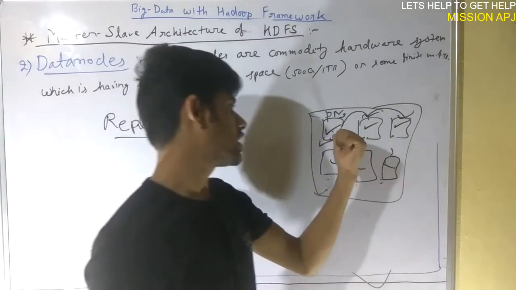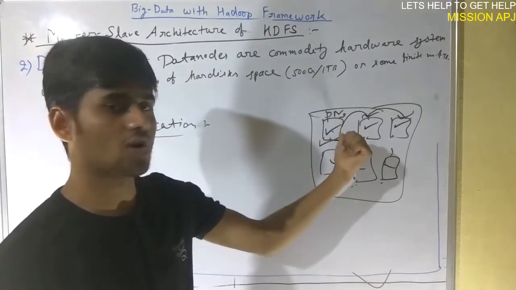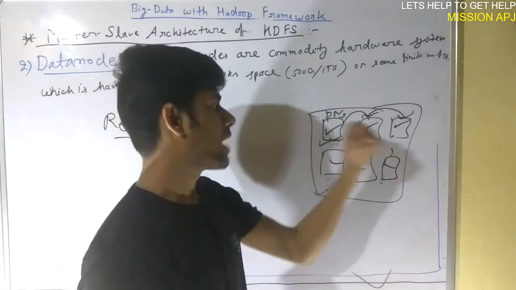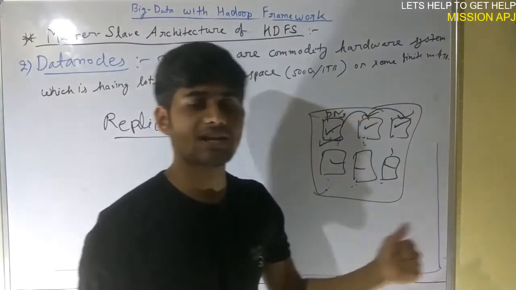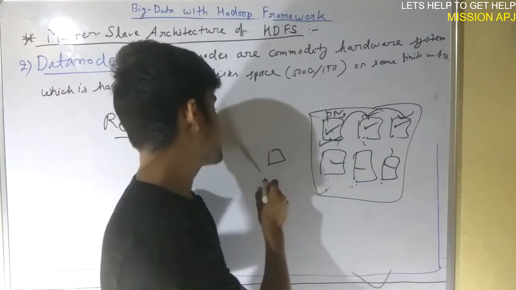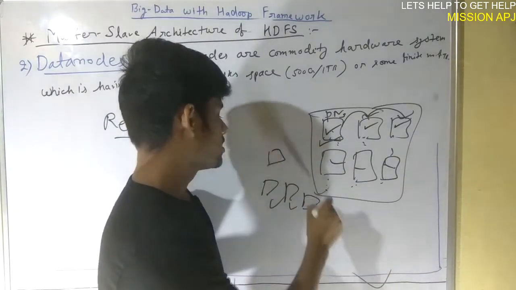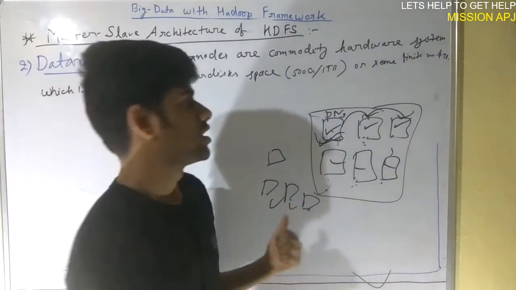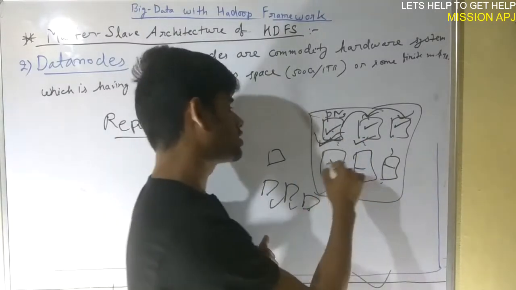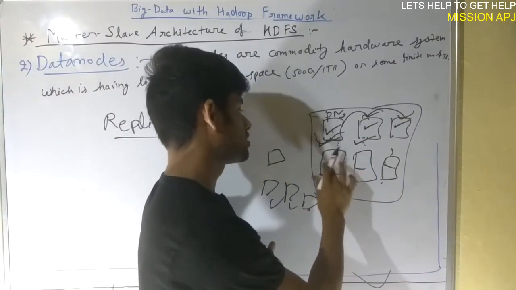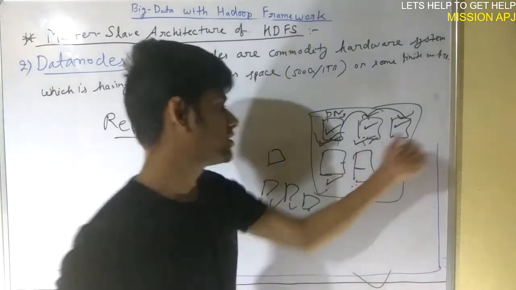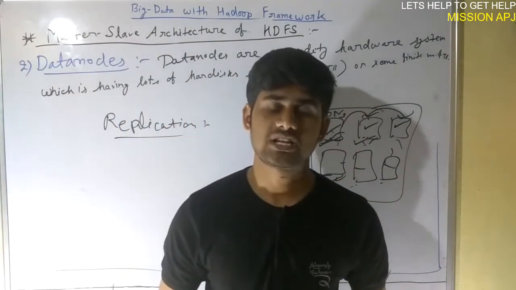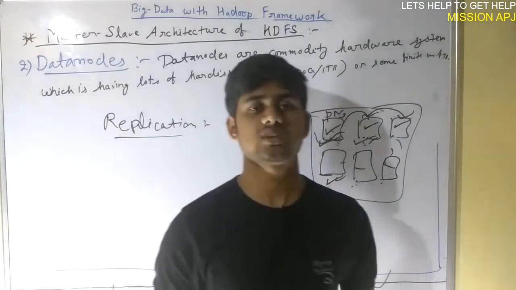Okay, so suppose this data node has failed and this data has been lost, but its copy is present in this node also and this node also. So it is reliable by making the backup. At a particular time, a single piece of data will have 3 copies in 3 different data nodes. So suppose this data node has failed, then this second or third node will be used as the primary data node, and the rest of the two will be used as copies of the data for backup. Fine. So this is about data nodes.